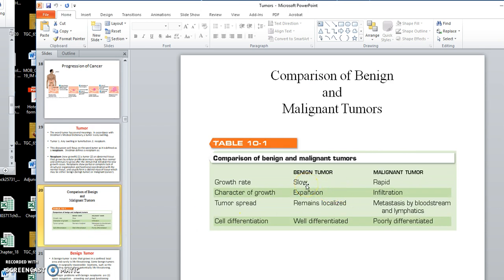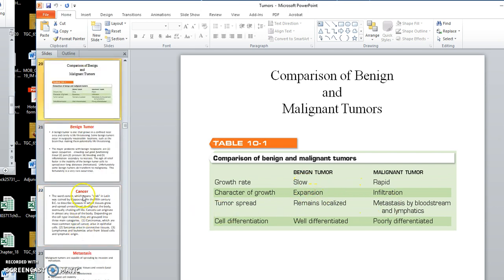Okay. Here's a comparison of benign and malignant. Benign tumors generally are slow. This is not always the case now. Expansion. You can read that yourself.